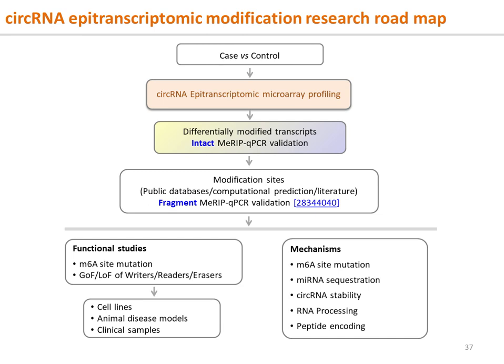Likewise, the differentially methylated circular RNAs can be validated by MeRIP qPCR for intact circular RNA. To narrow down to the m6A sites in the circular RNA, fragmented MeRIP qPCR can be used. The PubMed ID for the paper describing how to do this is printed here.